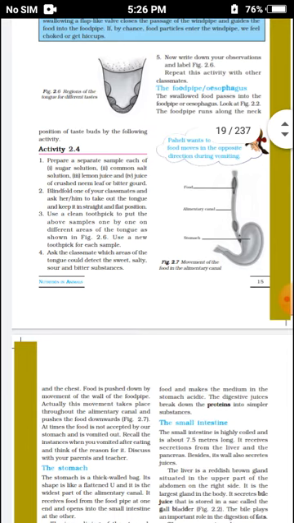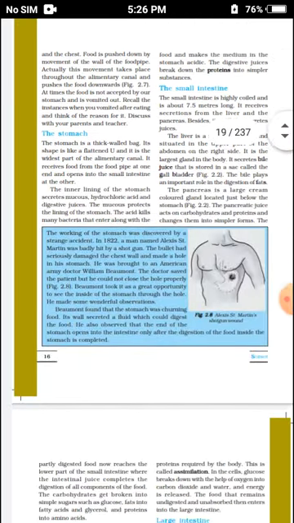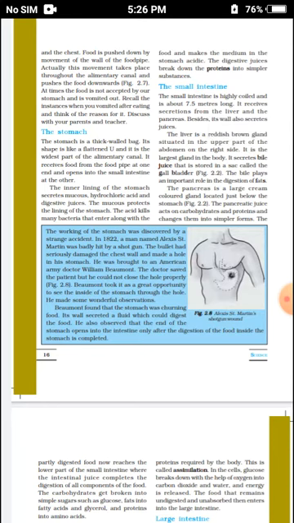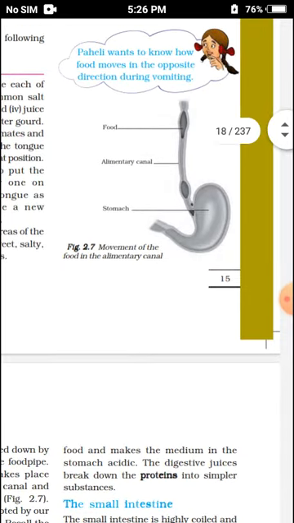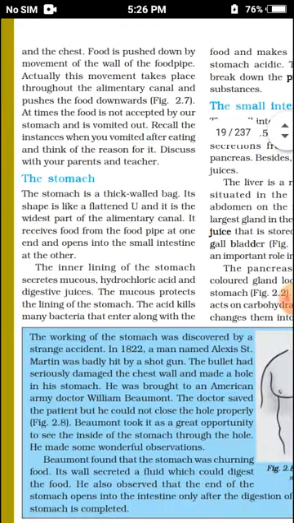After the mouth, the food enters the food pipe or oesophagus. It is the pipe which connects the mouth to the stomach. After that, food reaches the stomach. The stomach is J-shaped, and food remains there for 2 to 4 hours. The stomach secretes mucus, hydrochloric acid and digestive juices. This secretion takes place inside the stomach.